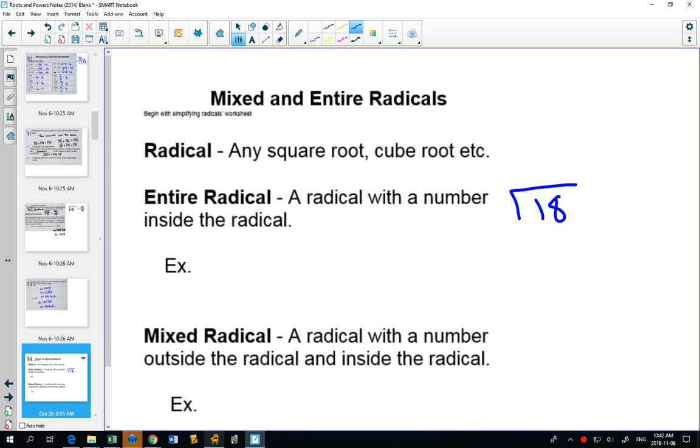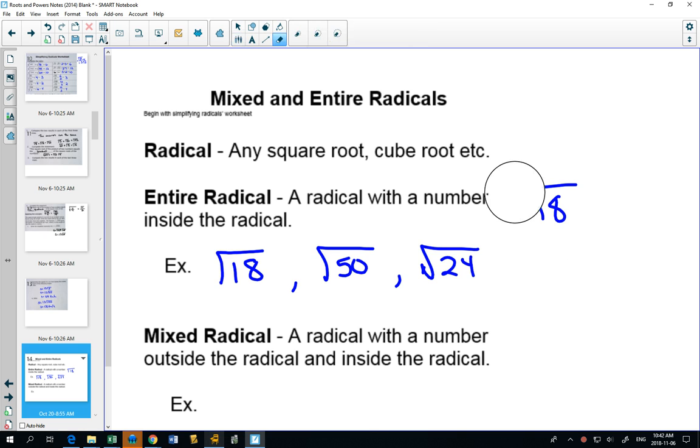When you have a number out front, I guess I could write square root of 18 nicely where it says example. Okay, other ones, square root of 50. How about the square root of 24? There's 3 examples. Those are all entire radicals because the number is entirely inside the radical.